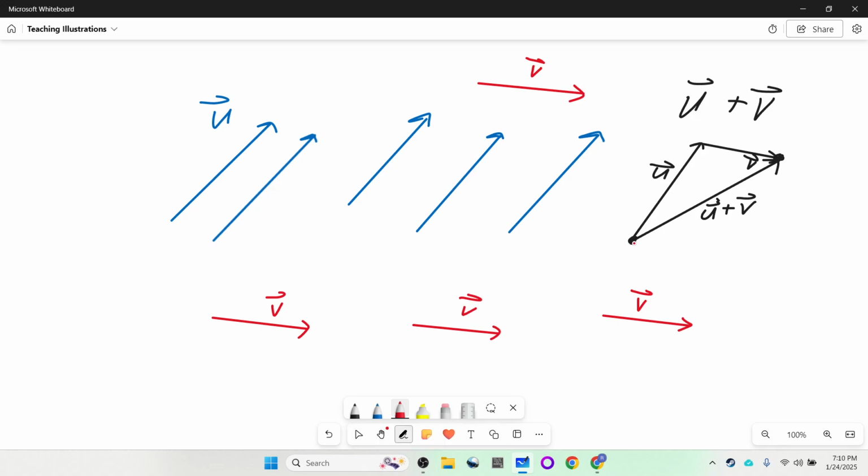Alternatively, if we were to go the other way, if we were to do v first, and then u, we would get the same vector as the sum here. So this is v plus u. So not only does this show why it's called the parallelogram law, because this thing makes a parallelogram, it also neatly shows us that vector addition is commutative. We can do it in either order.